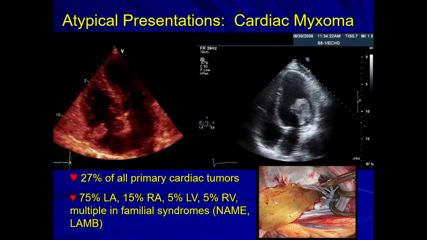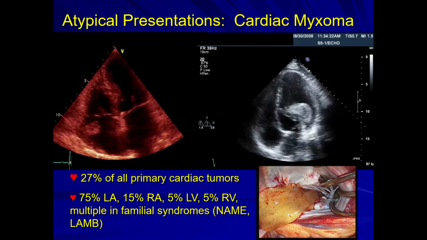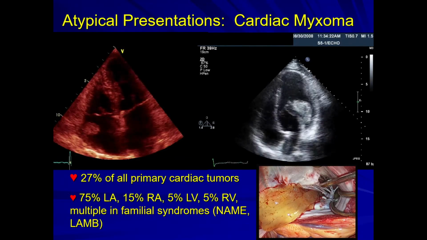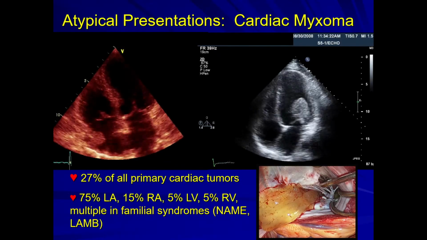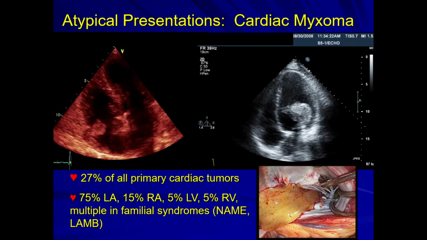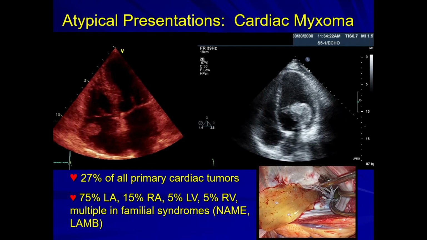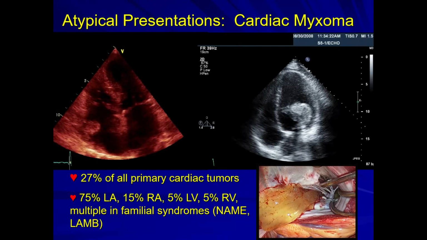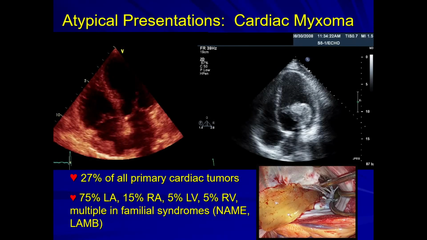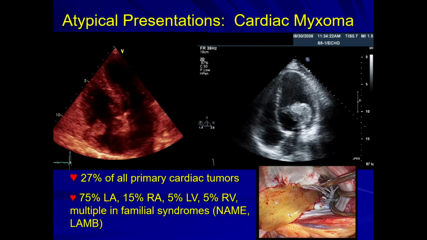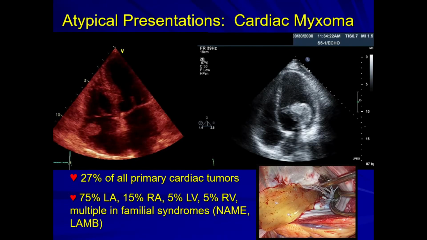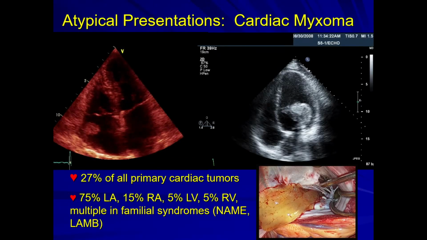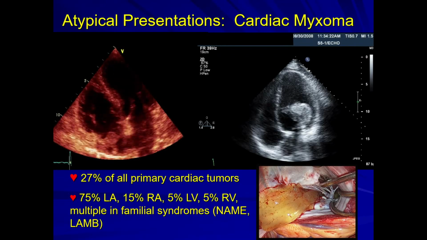So the myxomas, we talked about the classic presentation of myxomas, but you will see atypical presentations of cardiac myxomas not uncommonly, because 27% of all primary cardiac tumors are myxomas. Most commonly they involve the left atrium, but these are examples of atypical presentation, where you see there's one in the upper left-hand panel in the right atrium. There's also one over there in the LV, and the path, the surgical specimen where it's being removed, is shown down in the bottom right-hand corner.